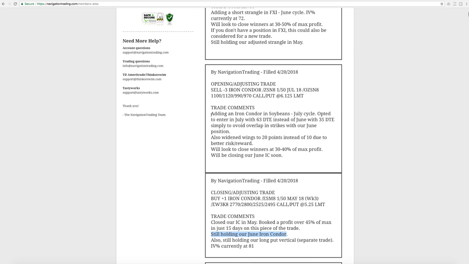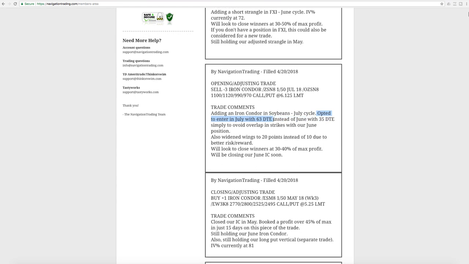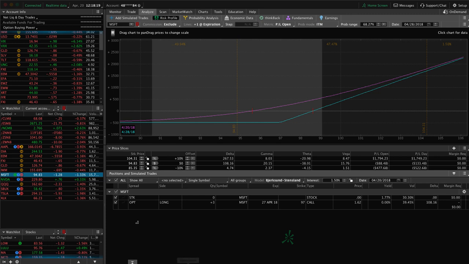Next trade was an opening adjusting trade in ZS. So we added another Iron Condor in soybeans in the July cycle. Now in this one, we opted to enter in July, which has 63 days to expiration instead of June with 35. Part of the reason was there was some overlap in strikes if I was trying to enter in June. So I just opted to go out to July. Typically we like to stay in that 30 to 60 days, but three days outside that 60 days isn't a big deal. And then we also widened the wings to 20 points instead of 10. I just like the risk reward a little bit better.